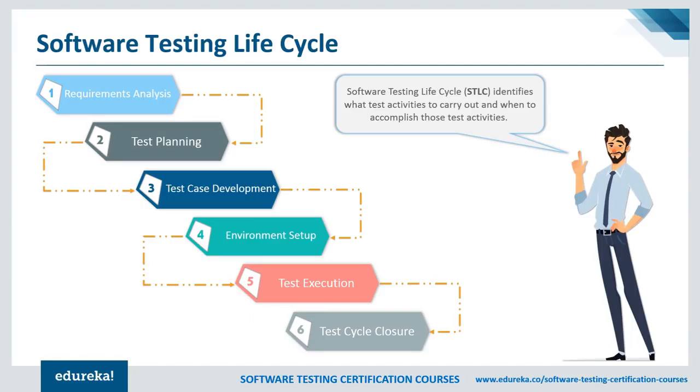And finally, we have the test cycle closure. Once a test case passes, it can be marked as passed. If any test case fails, then the corresponding defect can be reported to the development team via the bug tracking system, and the bug can be linked to the corresponding test cases for further analysis. So these are the various phases involved in the software testing life cycle.